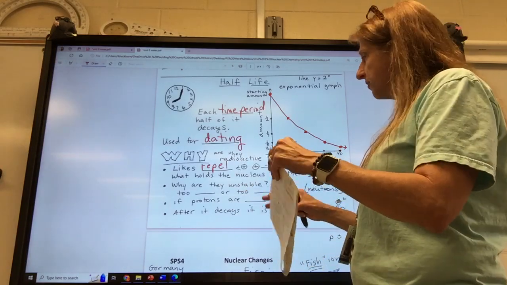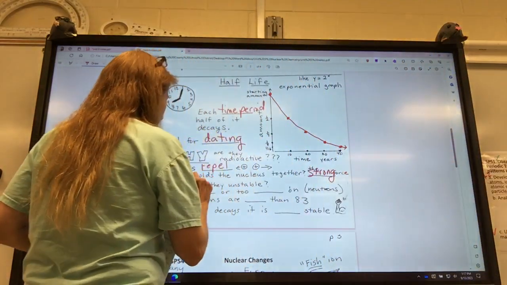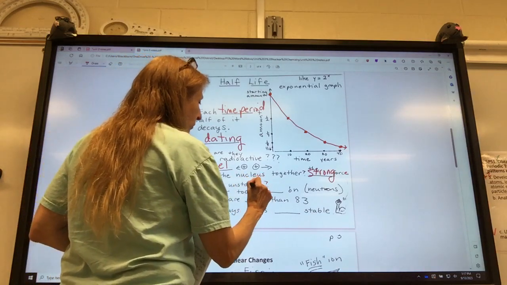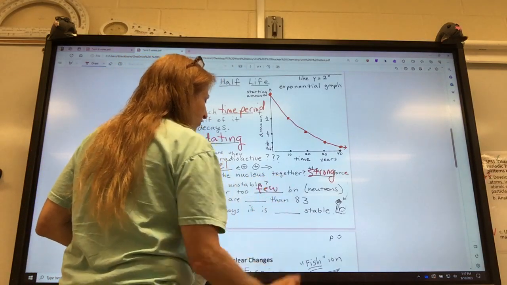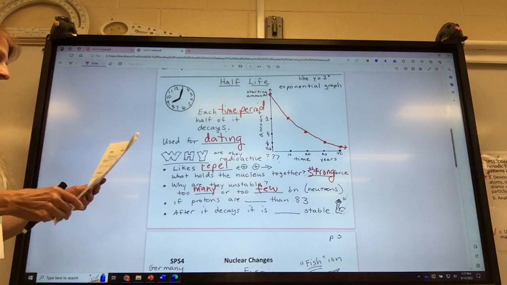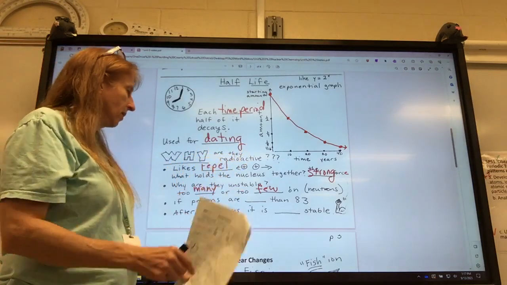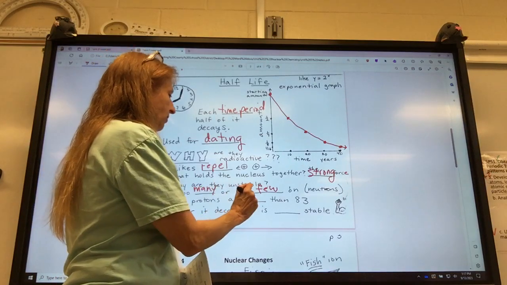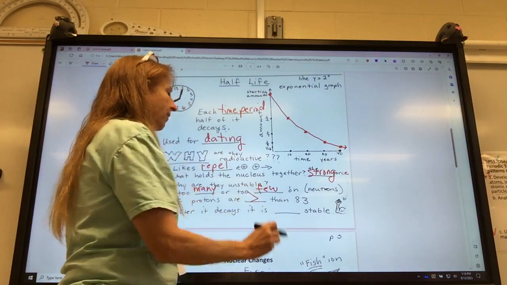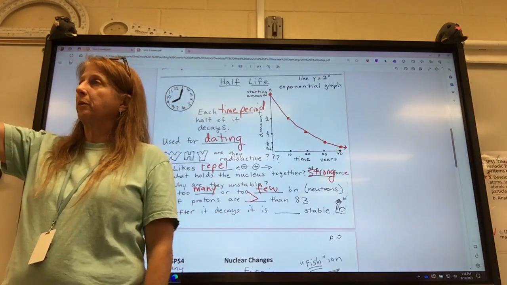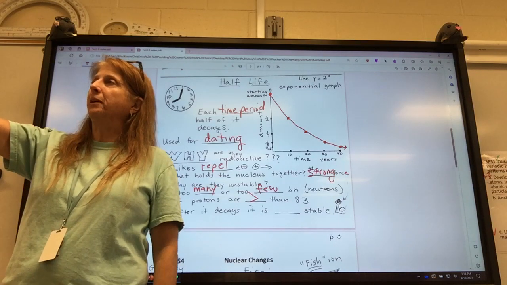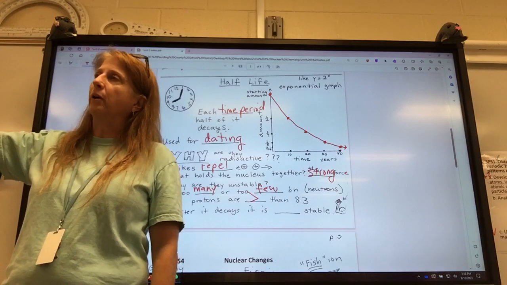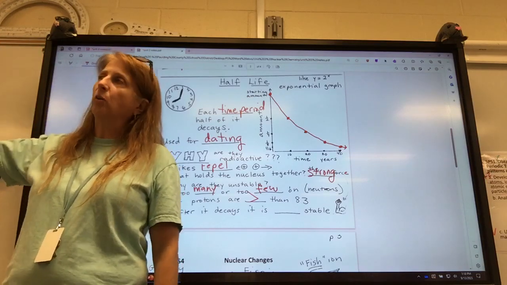Now, why are they unstable? It's either too many or too few neutrons. And then another thing that makes them radioactive, if they have more than 83 protons. So everybody look at the periodic table. See bismuth, number 83? Everything over bismuth, polonium, radon, all of those, they're all radioactive.